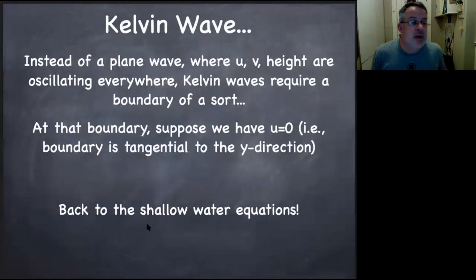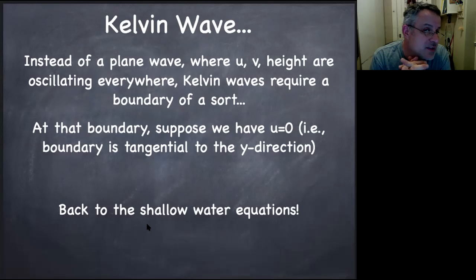Okay, so what's a Kelvin wave? So we talked about plane waves, plane gravity waves. We talked about them even a little bit about inertia gravity waves where the effect of the Coriolis force is on. And then we watched a few movies which had these peculiar propagation in one direction or the other in the rotating coordinate system. So a Kelvin wave is that kind of a wave. So instead of a plane wave where u and v in height are oscillating everywhere, Kelvin waves require some kind of boundary.